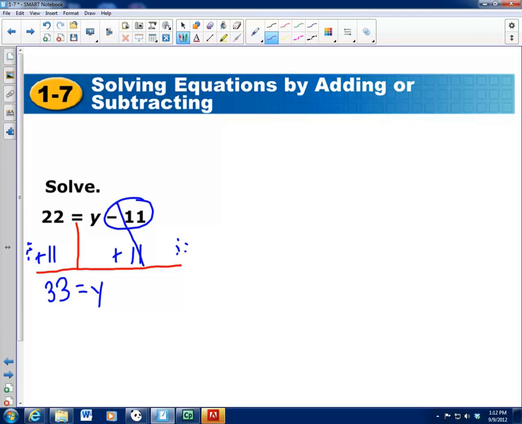Okay, again, I can check it. Let me see, if I had 22 and I set that equal to, substitute my answer in there, 33 minus 11. Well, if we do 33 minus 11, we do get 22, so I know that my answer is correct. All right, let's move on to the next slide.